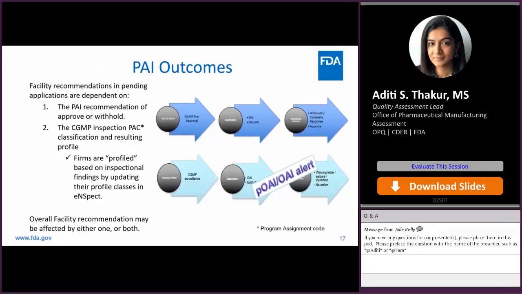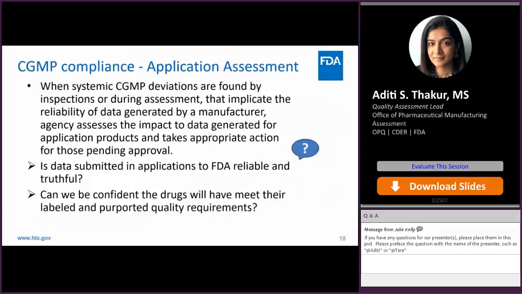He can also ask for additional information from the facility through a RAI, which is known as Request for Additional Information. The OPMA reviewer can either concur or non-concur with the initial recommendation. After that, the final facility recommendation of approve or withhold is made in relationship with the application and the compliance status of the facility. The overall recommendation may be affected by either one or both. So the CGMP compliance status is very critical to the application assessment.